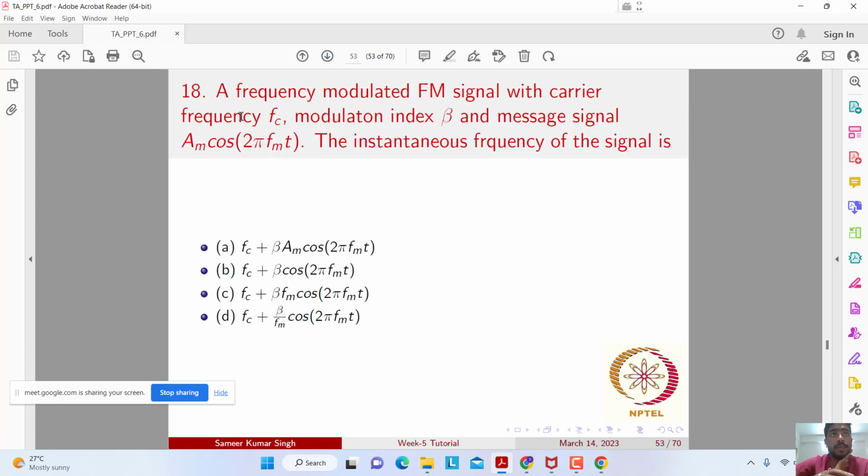Okay, question number 18. A frequency modulated FM signal with a carrier frequency Fc, modulation index beta, and message signal is given. The instantaneous frequency of the signal is? What is the instantaneous frequency of the signal?